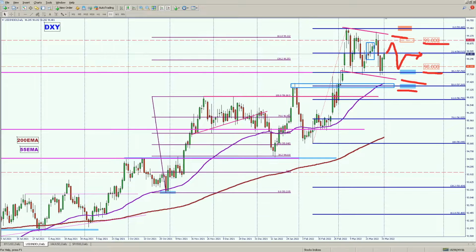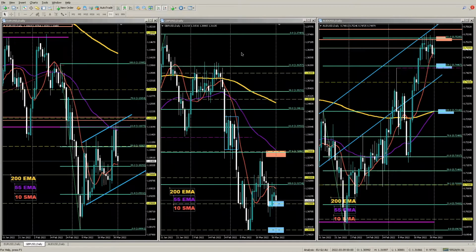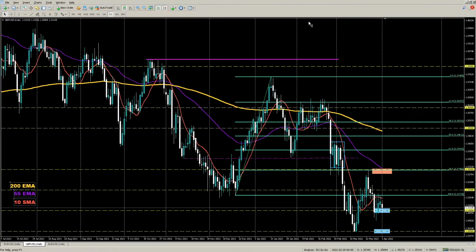All right. So let's head back to the other pairs. All right, let's move on to the cable, where it has drifted lower and retraced back lower to the support zone here. And that was after hitting this resistance the week before. So that is still a valid resistance level at the 133. So it's fallen back to the 131 level.